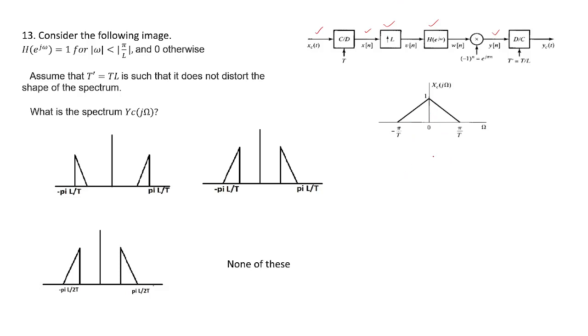Let us draw the spectrums one by one. So this should be the discrete time spectrum of xn. Xn we denote as X(e to the power j omega). For vn, V(e to the power j omega). For wn, W(e to the power j omega). For yn we denote it as Y(e to the power j omega). So let's start.